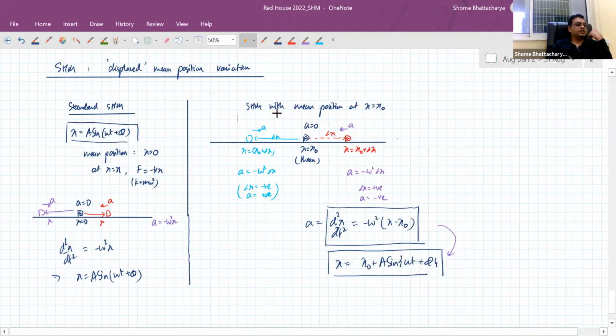So of course, you can say that why there is a need to do this, because we can always take a different variable like s or y or something, where the origin for that variable is at the position x naught. And that's true, you can always do that. But sometimes doing that becomes lengthier, and it's easier to just write an alternate form of SHM, where the equation of SHM is written in such a way that the mean position already is not 0, but it is x equal to x naught.